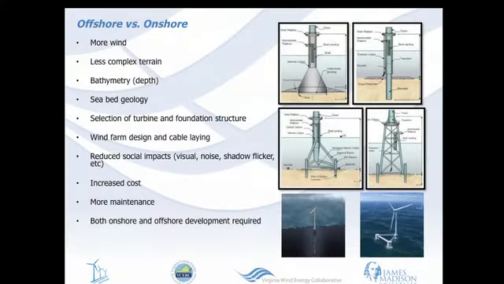And the picture on the middle right is called a jacket foundation structure. That's another common foundation structure used in the oil and gas industry, and a couple of wind farms use those in Europe. The depths are basically between 30 and 60 meters. For shallow, it's between 10 and up to 30 meters.